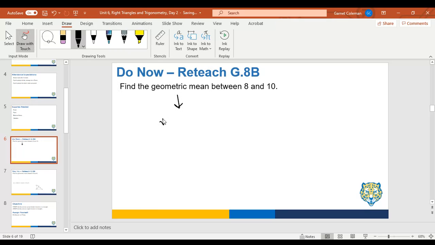Geometric mean is you're just taking each number, you multiply it, and you take the square root. So we're going to take these two numbers and multiply them. So we're going to do the square root of 8 times 10. Okay, we end up getting radical 80. Now let's practice simplifying the radical.